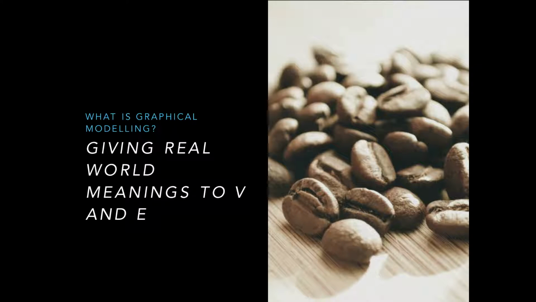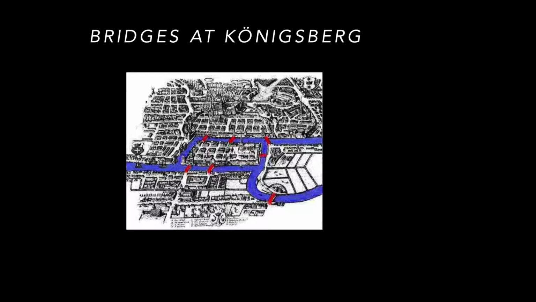And when we talk about graphical modeling, what we really mean is taking the V and the E, that is the two parts of a graph that we know about, and giving them real-world meanings. So the vertex set will represent some manner of thing, and the edge sets will represent relationships between them. The canonical example, the original example, is the Bridges of Königsberg, where we have got bits of land and bridges connecting them. And the things that we really care about are the bits of land. And we want to know about the relationships between them, so their edges connecting them.